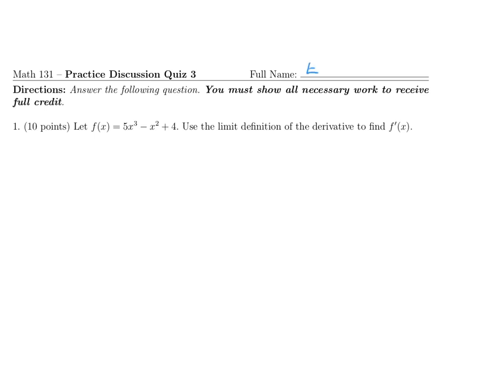Let's go over a practice problem for this week's discussion quiz. Given this function f of x, a polynomial, we'd like to use the limit definition of the derivative to find f prime of x. So you have to know this definition. I'll state it first. The definition is that f prime of x is equal to the limit as h goes to 0 of f of x plus h minus f of x all over h. So definitely know this definition and then also state it on the quiz.